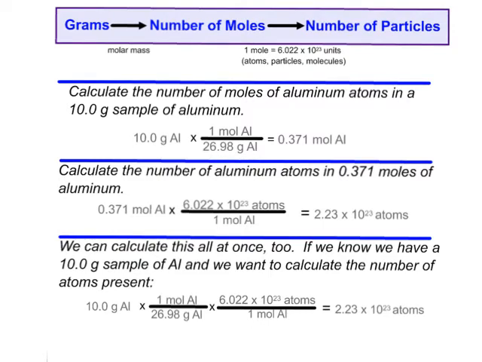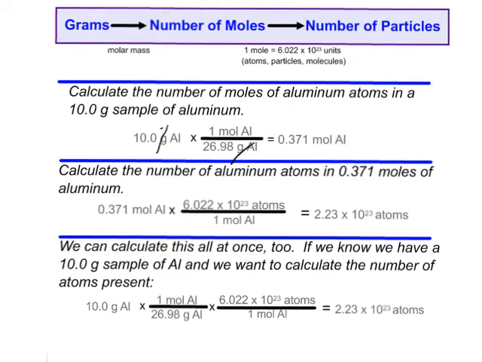And when our units cancel out here, grams of aluminum cancels grams of aluminum, and we get 0.371 moles of aluminum. Now, what if we have 0.371 moles of aluminum and we'd like to know the number of aluminum atoms in that sample? Well, we could just take the 0.371 moles of aluminum and multiply by this conversion factor.